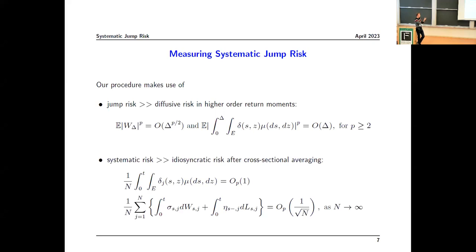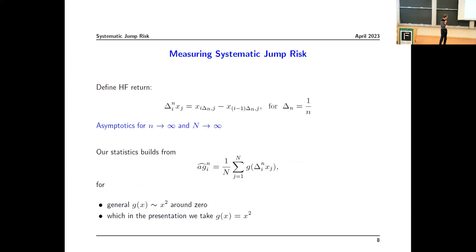So I'm going to build on those two ideas to develop a procedure to detect the systematic jump risk. And so here is the idea, and here is the procedure now. Before that, let me tell you what I'm using as an input, although it should be clear by now. We are using high frequency returns, and this is my notation of the high frequency increment. Because these are log prices, this is a return, okay? And this is the return of an asset j over that small interval of time, which is of length delta n, okay?